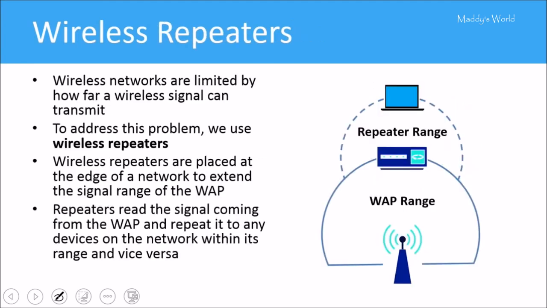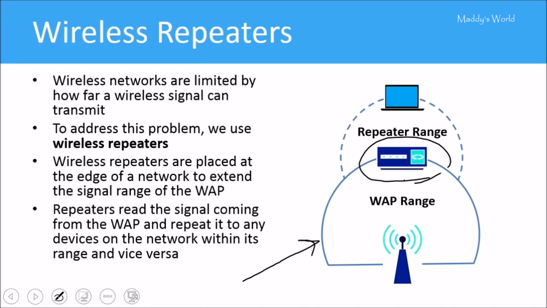Another technology that we haven't talked about is a wireless repeater. Wireless networks are limited in how far a wireless signal can transmit. So if you think about the range of your wireless access point, it only goes so far. You can actually place a wireless repeater here at the end of a network in order to extend the signal range of a wireless access point.